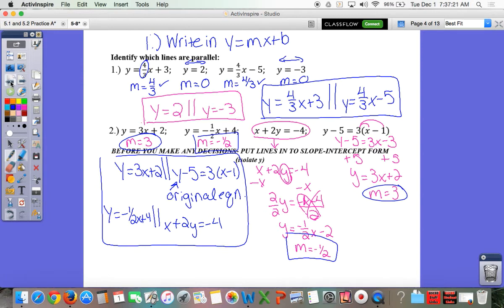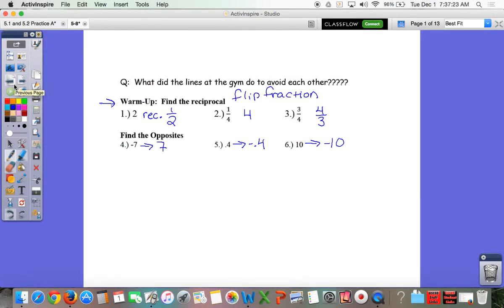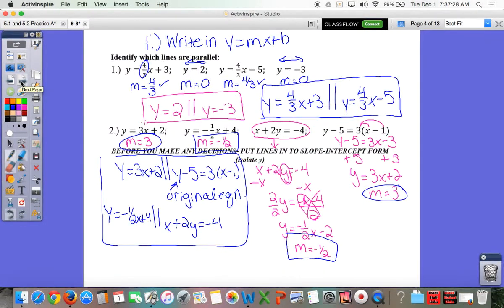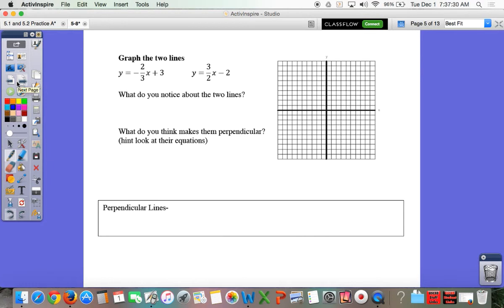And then the joke at the beginning that said, what did the lines do at the gym to avoid each other? They were parallel because they never crossed paths.